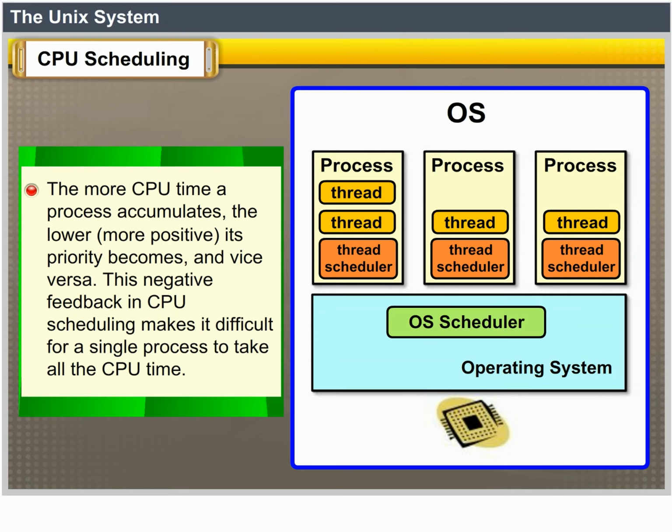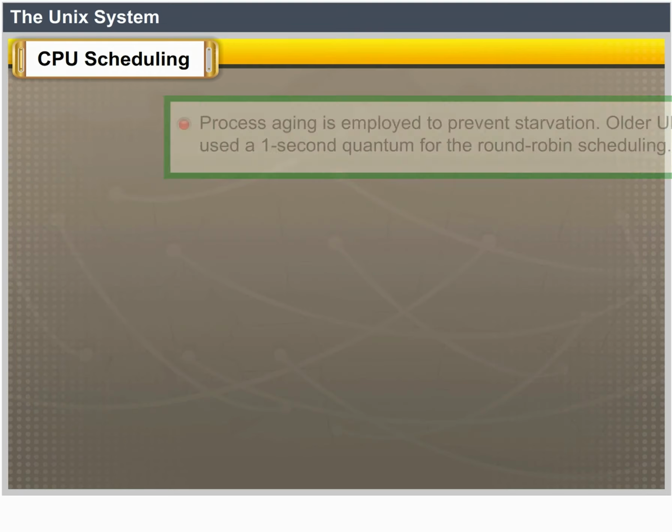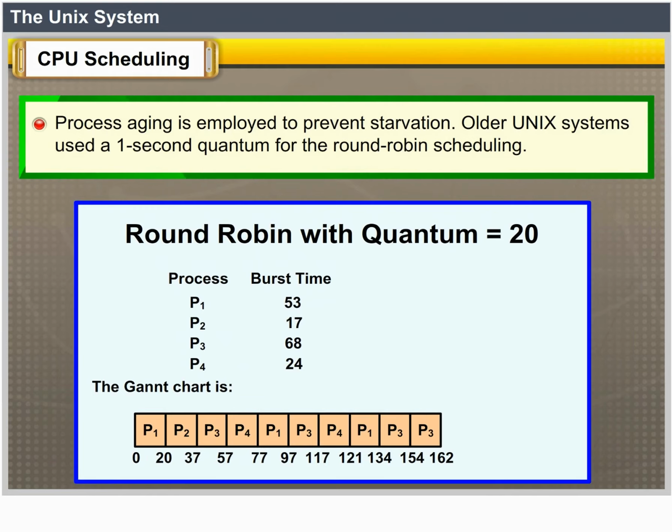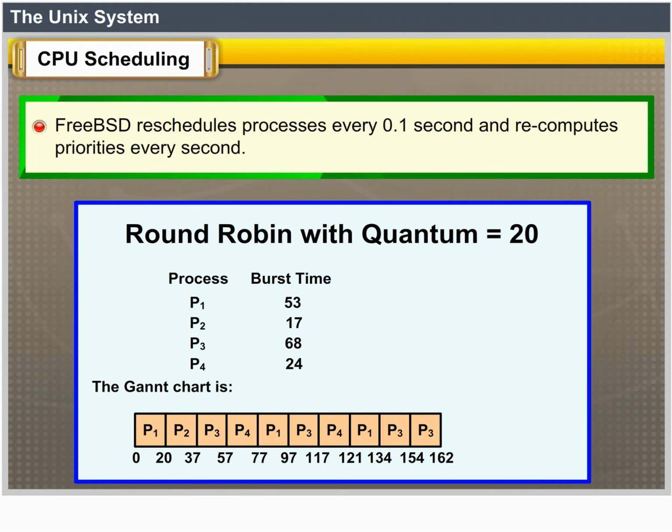Process aging is employed to prevent starvation. Older Unix systems used a 1 second quantum for the round-robin scheduling. FreeBSD reschedules processes every 0.1 second and recomputes priorities every second.